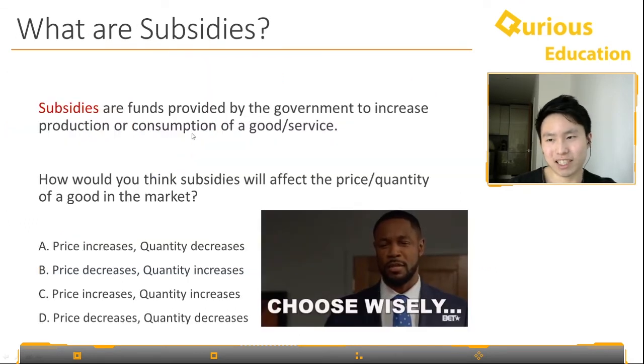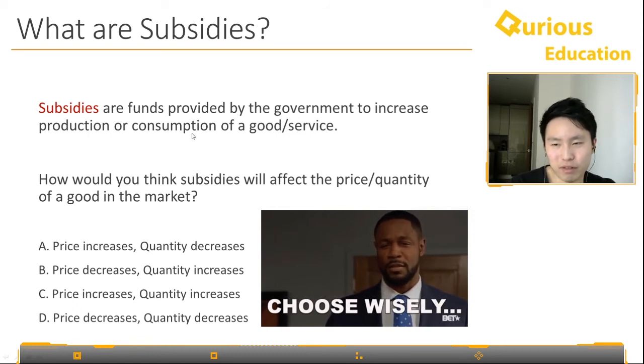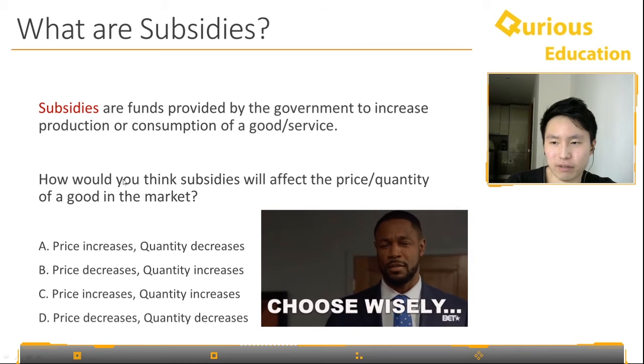So what are subsidies? Subsidies are funds provided by the government to increase production or consumption of a good or service. So if the government pays a grant for you to develop a COVID vaccine, then of course there will be more researchers working on that, since they'll be able to afford and cover their costs of the innovation and the research and development that they're doing.